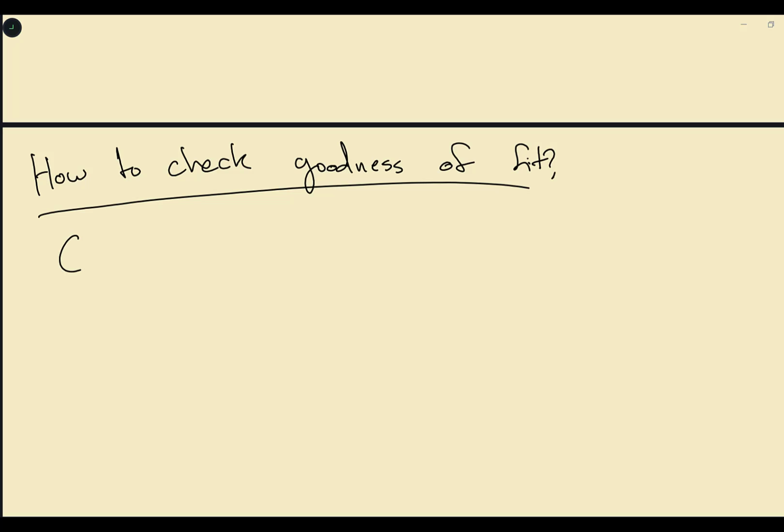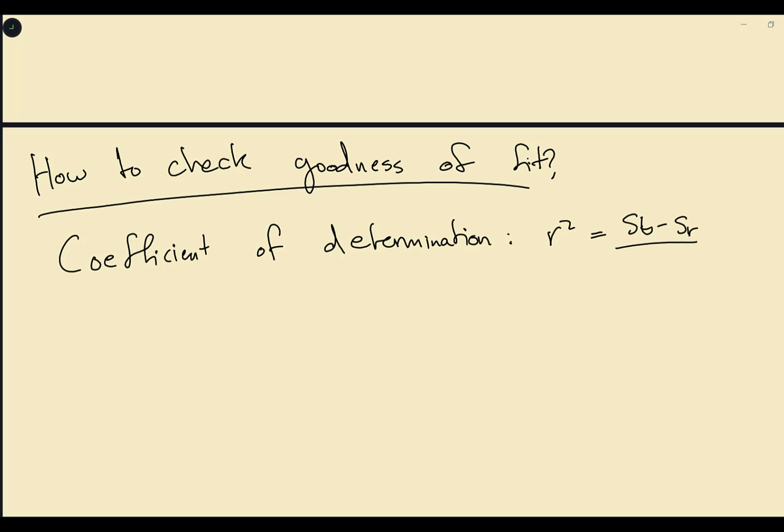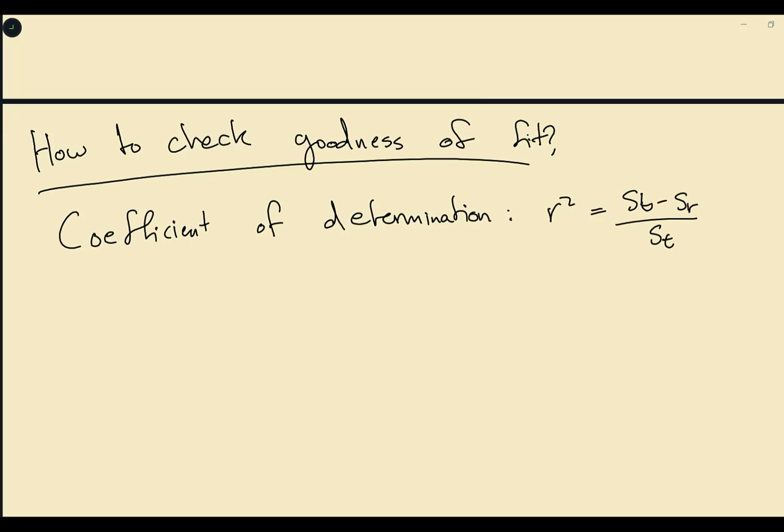That r squared is called the coefficient of determination, which is r squared equals St minus Sr, divided by St. Sr is the sum of the squares of the residuals around the regression line, and St is the sum of the squares around the mean. So let's write those as well. We have St equals the sum of the values yk, which are all the points that we get from the data, minus the average of all the points, squared. This here is called the sum of the squares around the mean.